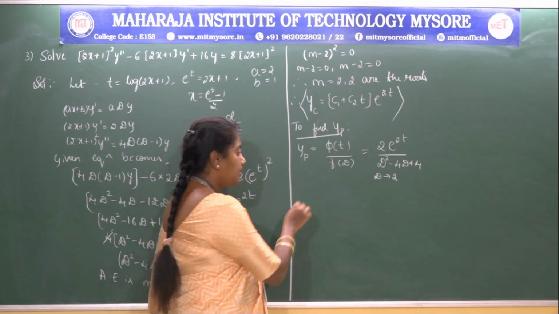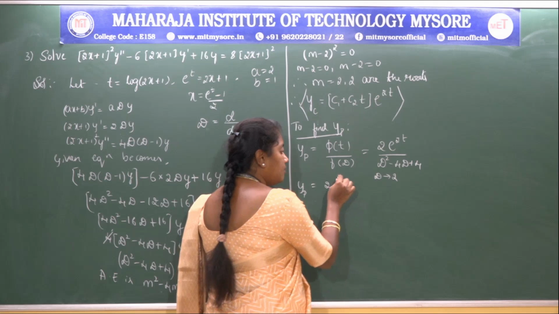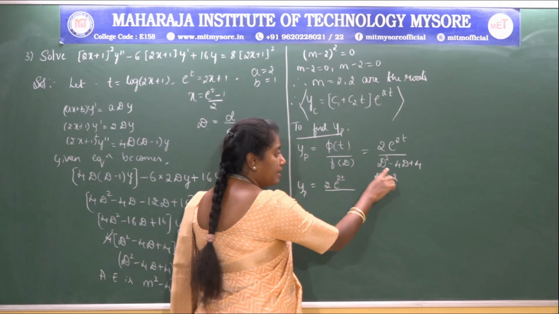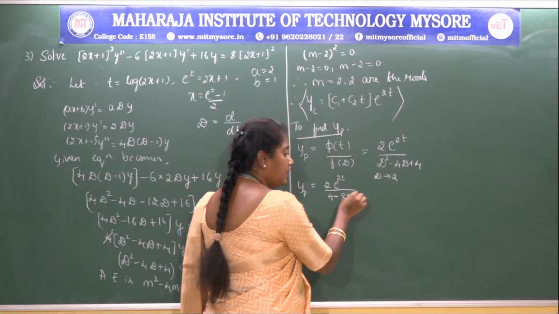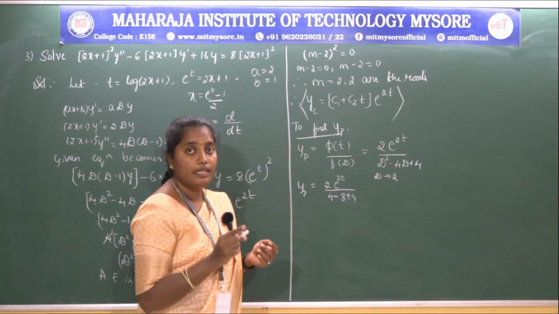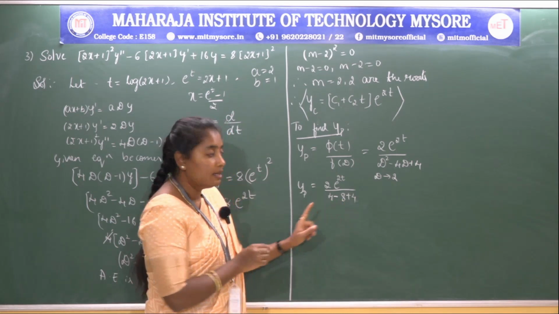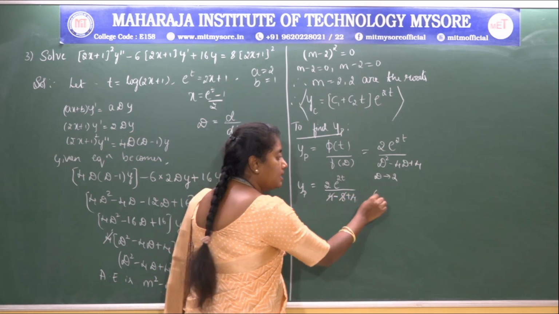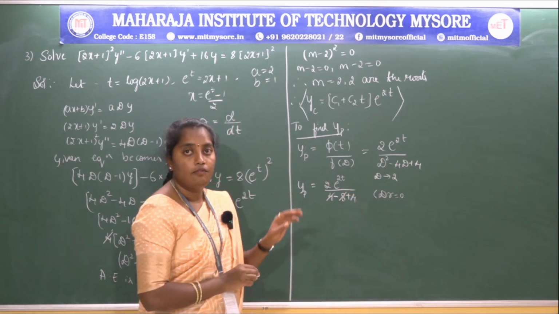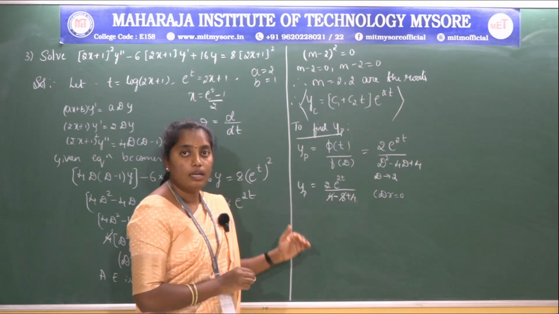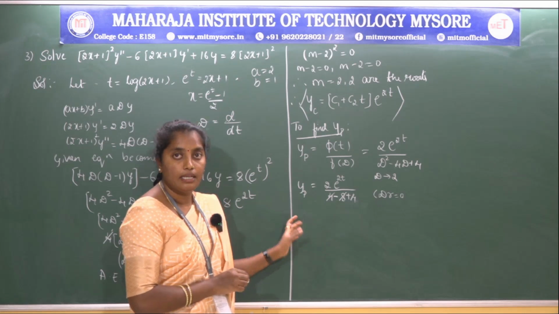On replacing d by 2 we get yp is equal to 2 e power of 2t divided by 2 square minus 4 into 2 plus 4. On simplifying the denominator, 4 plus 4 is 8, minus 8, so the denominator gets cancelled. Here the value of the denominator is equal to 0. If the denominator is equal to 0, we have to continue till we get a non-zero denominator for the particular integral.